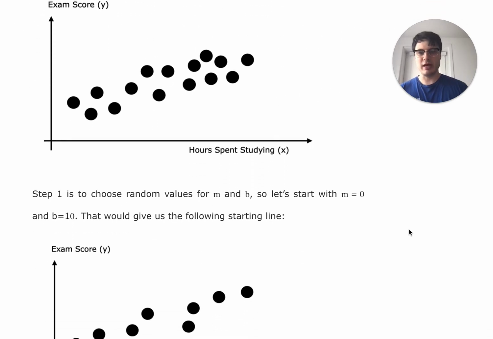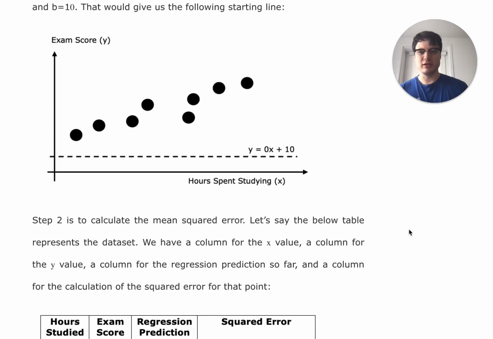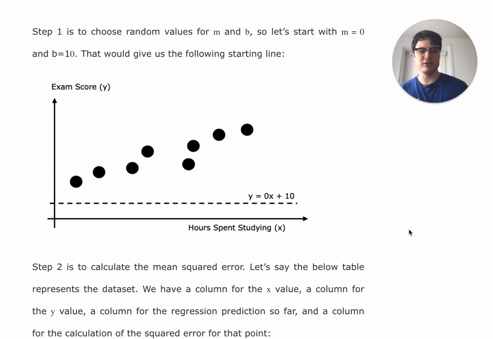So let's look at this pictorially. Let's do step 1 to choose the random values of m and b. So let's say we randomly choose m to be 0 and b to be 10. Then we start off with this dotted line as our initial line of best fit. Clearly it's not the line of best fit, but we have to start somewhere. So we have that initial line.